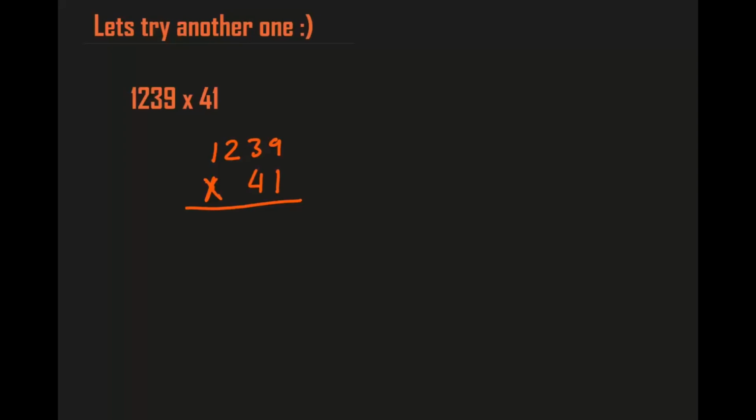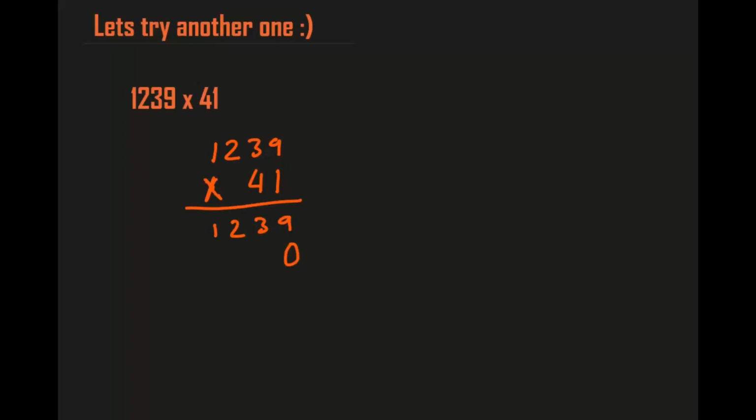So we have a 1 here. So obviously 1,239 times 1 will be 1,239. So we're going to write that down here. Now, we are going to put a 0 here.